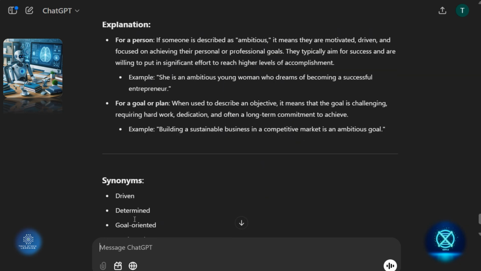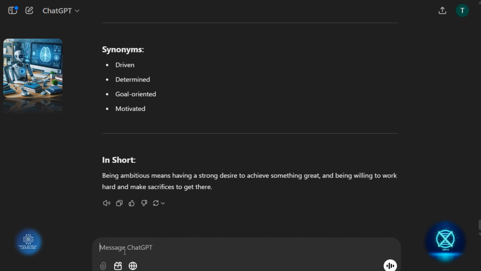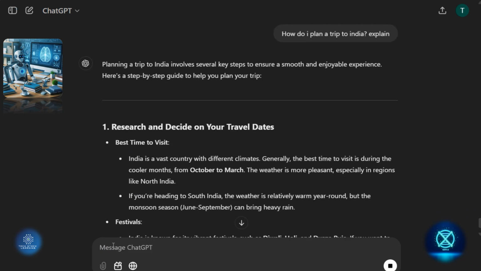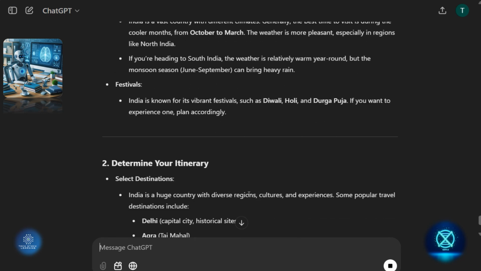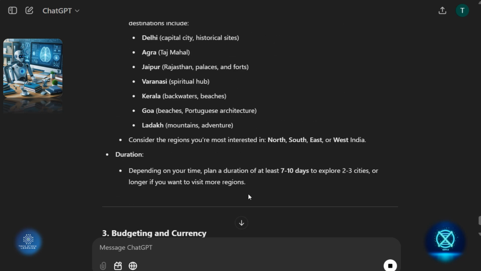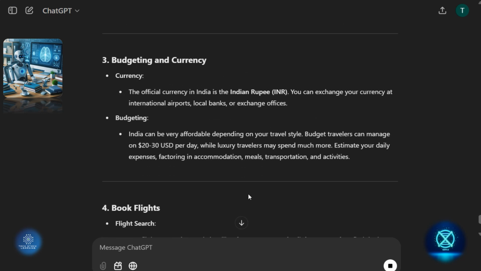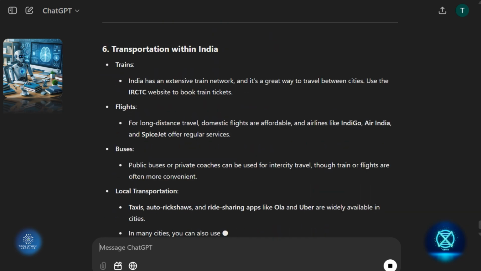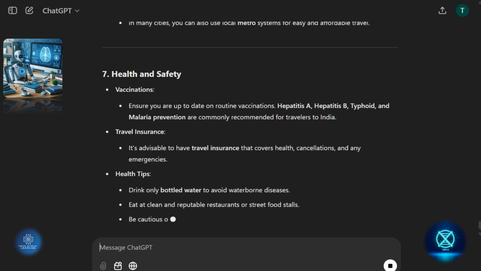And if you have any travel planning, if you want to plan a trip, right? So how do I plan a trip to India? Explain. So it gives you the organized planning with a clear timeline, what is the best place or destination you can reach, what is the duration you want, and how much would be the tentative price it will cost, right? This all will be given to you.